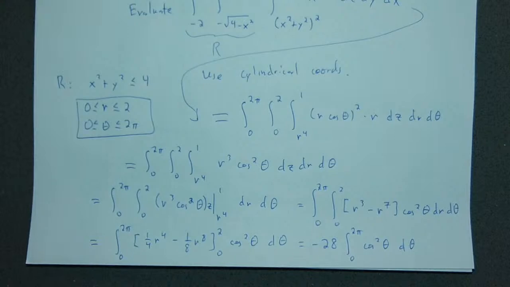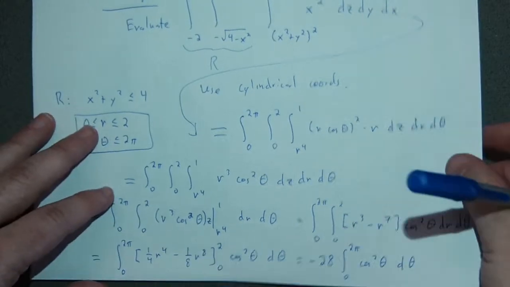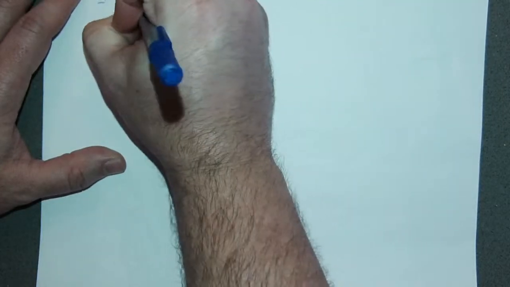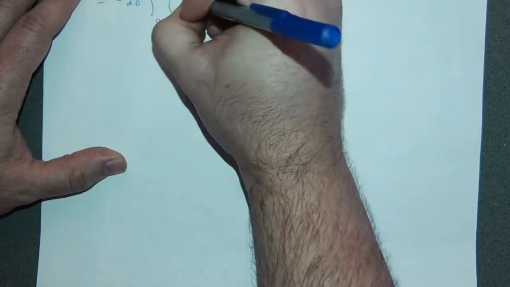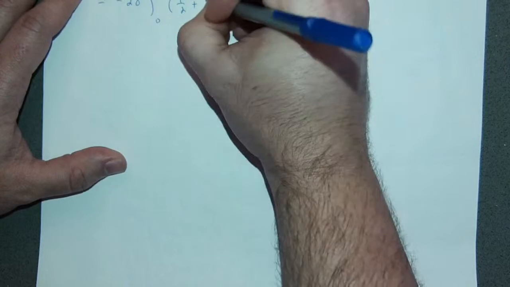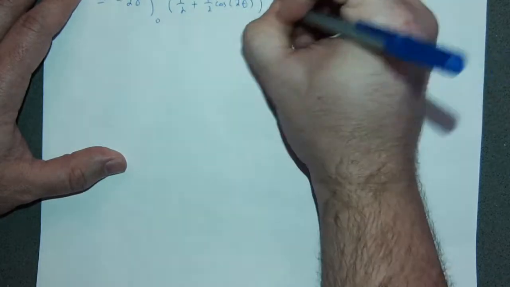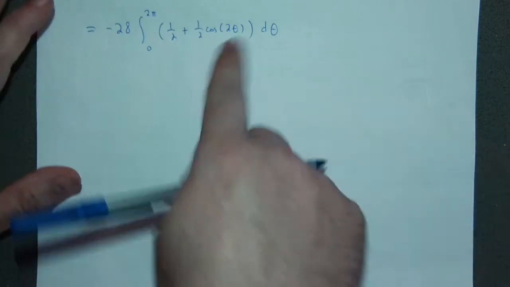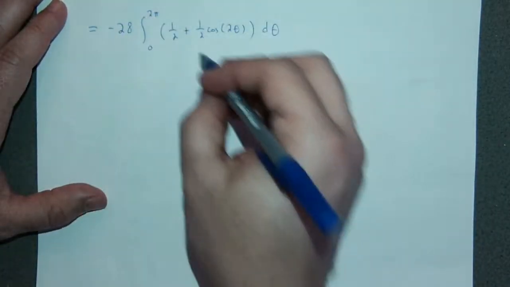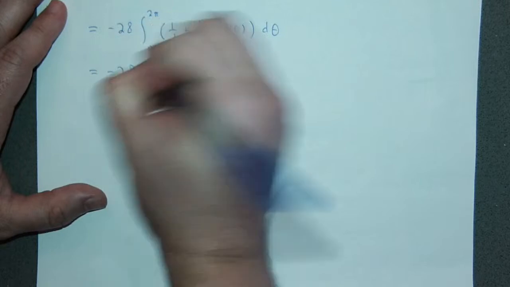Well, how do I do that integral? I need to use power reduction, right? I got to use power reduction. So remember, this is one of the formulas you got to know. So that is equal to minus 28 times the integral from 0 to 2 pi of 1/2 plus 1/2 times cosine of 2 theta d theta. So now I can actually do this, right? So I can pull a 1/2 out, or maybe I'll just do this term by term here. So this is minus 28.